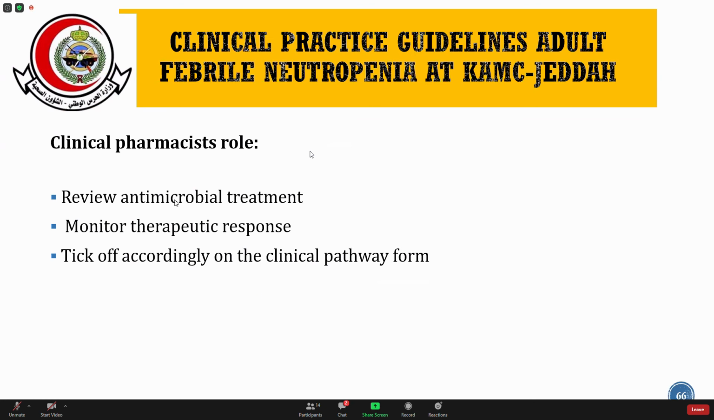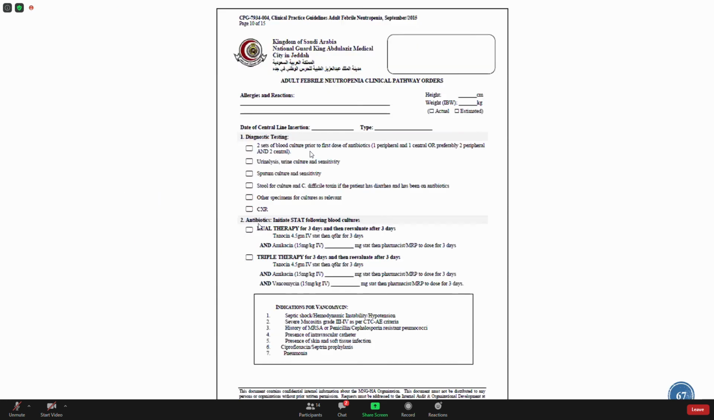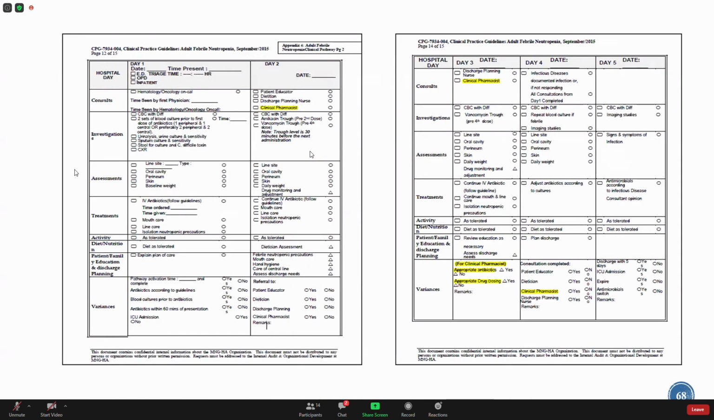They have to review the antimicrobial treatment and monitor the response rate. This is the pathway, which tells you the protocol. So we give tazocin plus amikacin, or tazocin plus amikacin plus vancomycin when there is an indication for vancomycin. And here is where the role of the clinical pharmacy comes into place. From day 2, clinical pharmacists have to tick the pathway on a daily basis, monitor the patient, and sign it here.